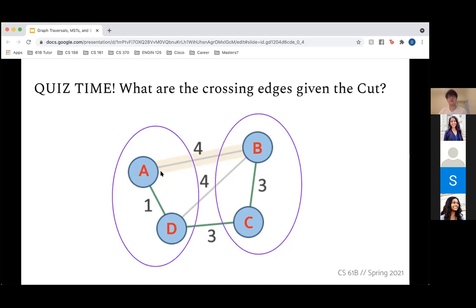All right, yeah, so it's going to be the edges from A to B, B to D, and D to C. These are the edges connecting the two sets from our cut together. And the edge that will be contained within the MST is going to be DC. And we can see that, in fact, the cut property holds, as the minimum crossing edge, which is 3, is contained within this graph's MST.